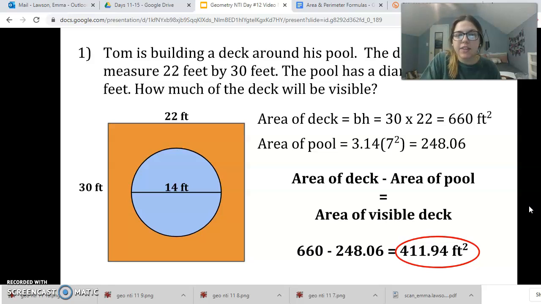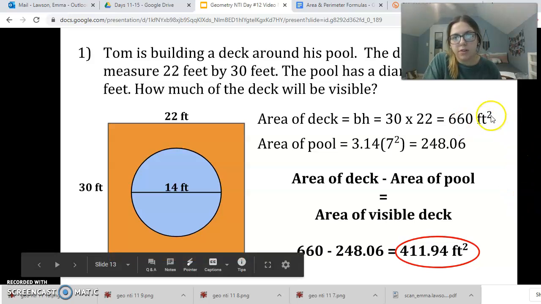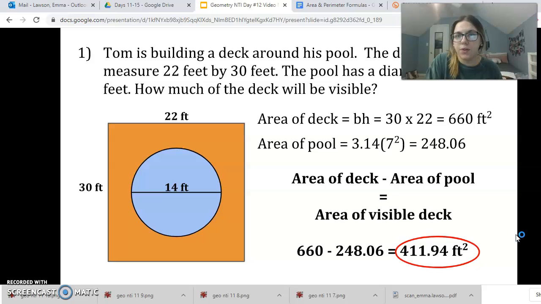So when it's asking for the area of a shaded region, step 1 is to draw a picture and label what you know. Step 2 is to find the area of both shapes. And then step 3 is going to be to subtract, because we're always going to be subtracting. And you should know that because the area of the visible deck can't be more than the area of the whole deck. If this number was bigger than 660, then I knew I had done something wrong. All right? So this is how you find the area of a shaded region, right?